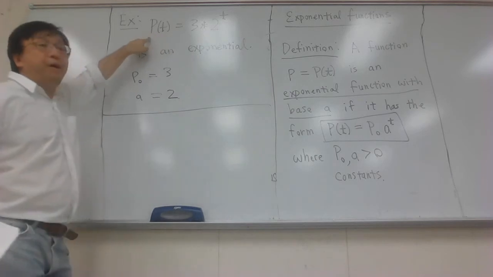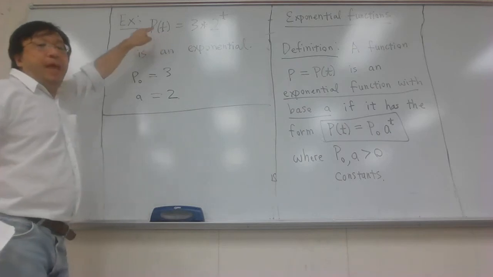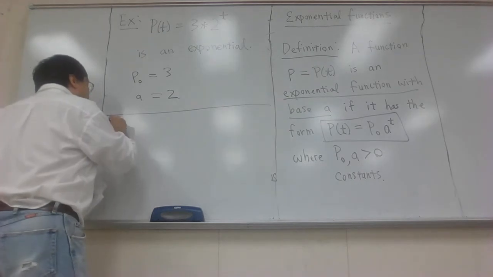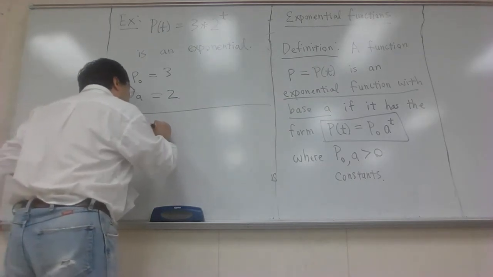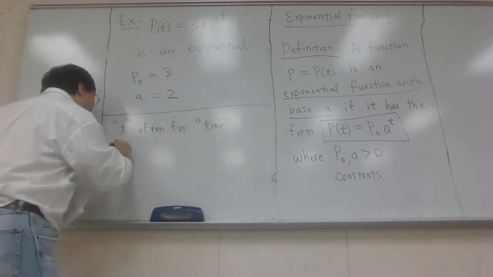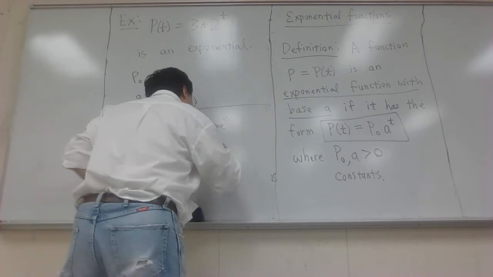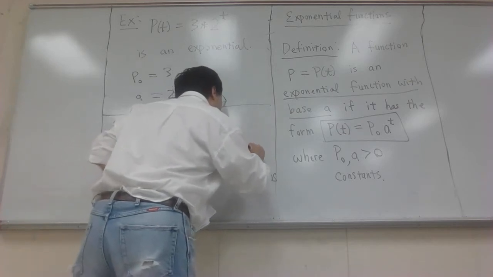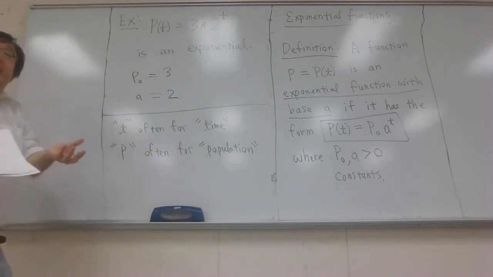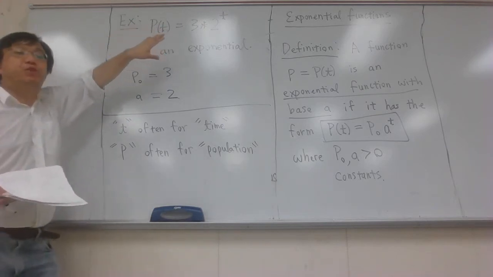T for the input variable and p for the output variable, because we're often interested in the case where t is for time and p is for population. So input variable t is often for time, and output variable p is often for population. Because of the nature of this course, one of our basic examples is population growth, and oftentimes t is for time and p is for population.